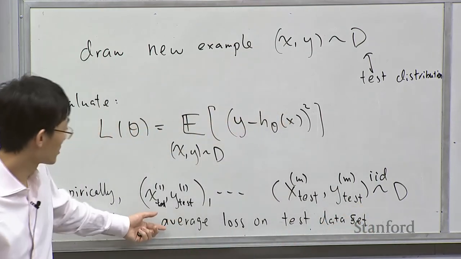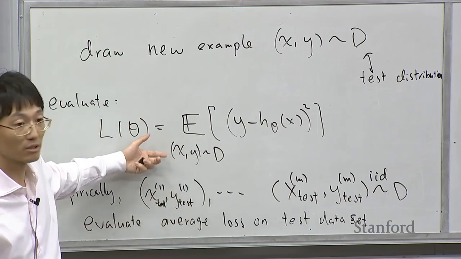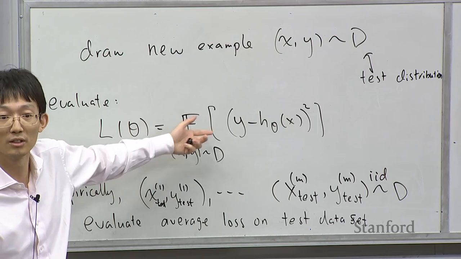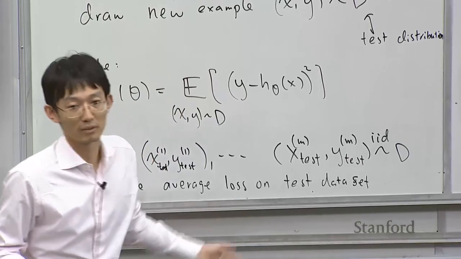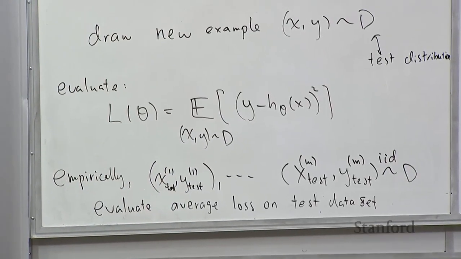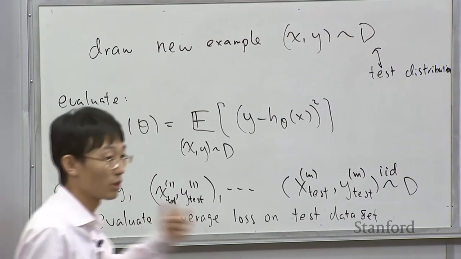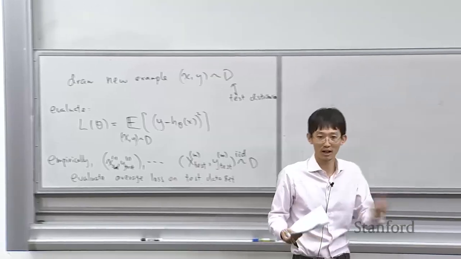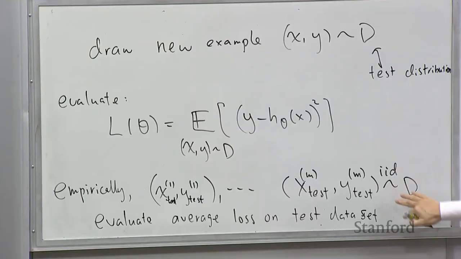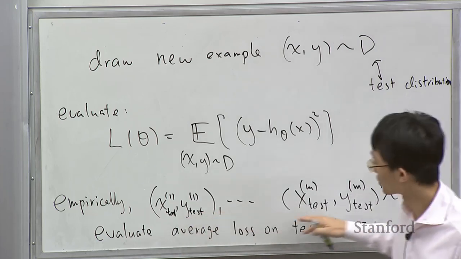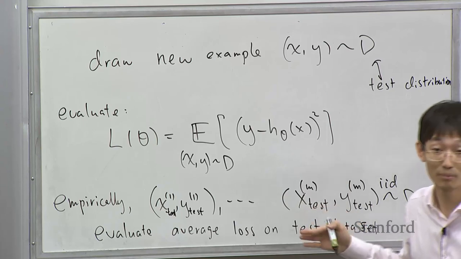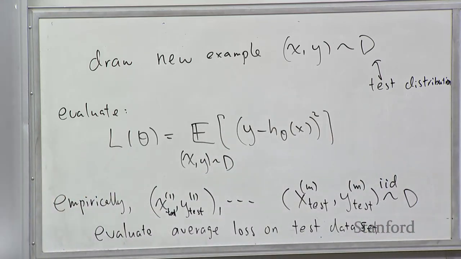If you evaluate on this test set, it's pretty much just approximating this expectation. You are just using an empirical way to estimate the expected value. If you want to estimate the expectation of any random variable, one way to do it is to draw multiple copies from the same distribution and take the empirical average. That's why the test set is a reasonable estimate for the test error. And just to be clear, you haven't seen these test examples in the training set. You can draw them in advance, but you cannot let them be seen in the training process.